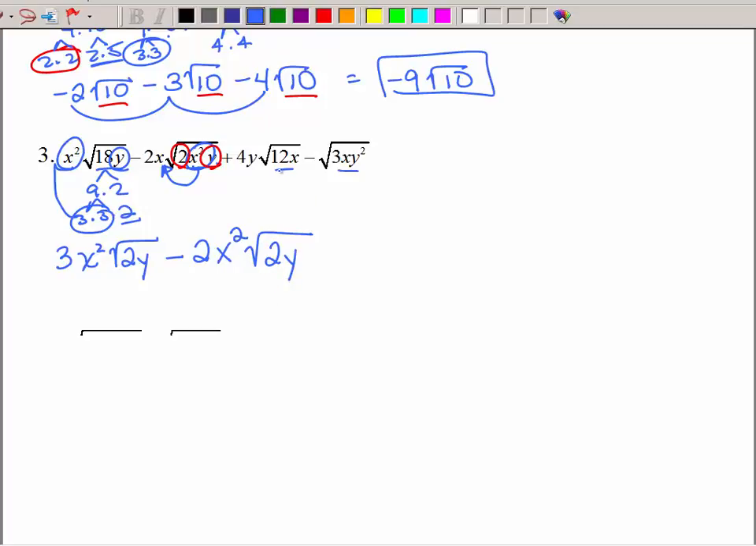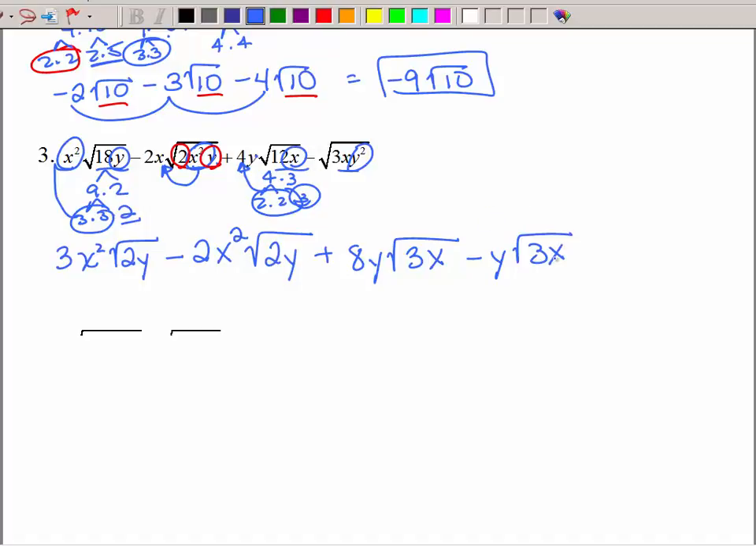12 is 4 times 3, 2 times 2 times 3, take out a 2. It joins up with that 4 by multiplying, so 2 times 4 is 8. Keep the y. What do I have left? The 3 and the x stays inside the radical. And then the last one, all you see is a y squared that you could take the square root of, which is a y, so it comes out as a negative, and then we have a 3x.